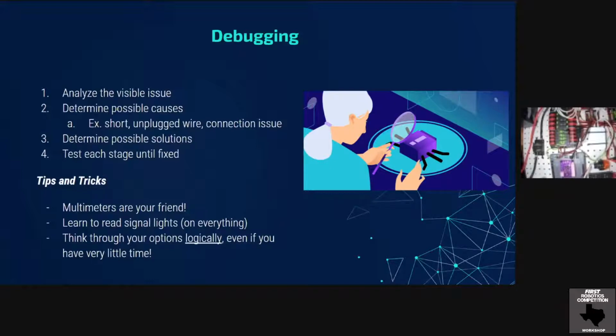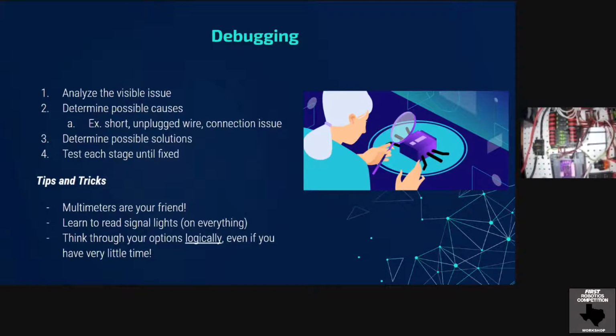So one easy way to come up with ideas like that, if something isn't running at all or is being finicky, is signal lights. So the Rio, the PDB, the PCM, all of the motor controllers, the radio, the RSL, the Limelight, all have signal lights, along with the driver station on your computer. So signal lights are your friend.